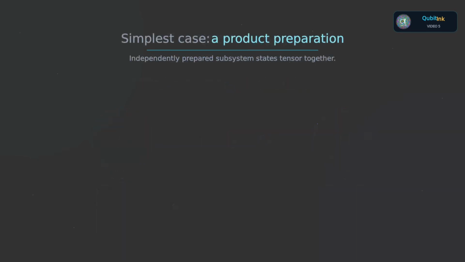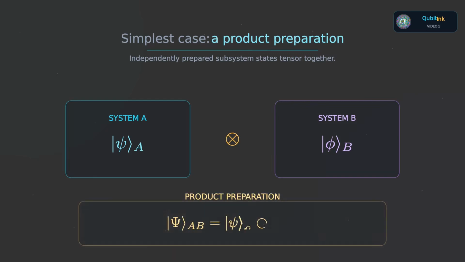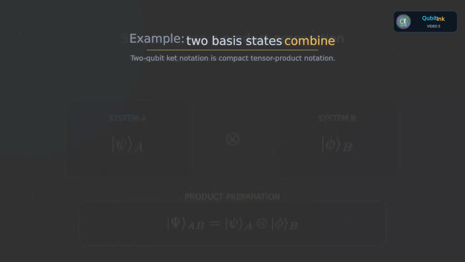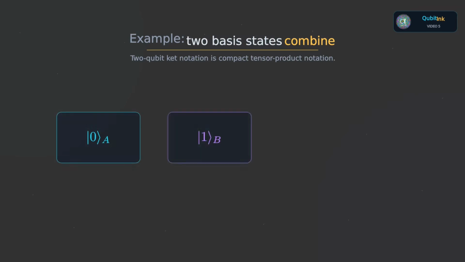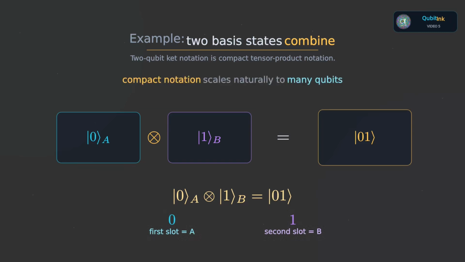Let us first look at the simplest case. Suppose system A is prepared in one pure state, and system B is prepared in another pure state. If the joint preparation is a product preparation, then the state of the combined system is the tensor product of those 2 states. For example, if the first qubit is in the 0 basis state and the second qubit is in the 1 basis state, their joint state is 0 tensor 1. We normally write this much more compactly as the 2 qubit basis state 01. The first slot refers to the first subsystem. The second slot refers to the second subsystem. This compact notation becomes very useful as the number of qubits grows.